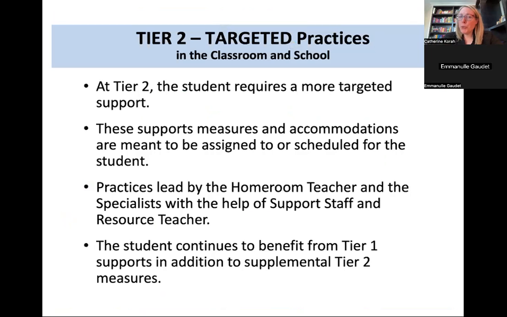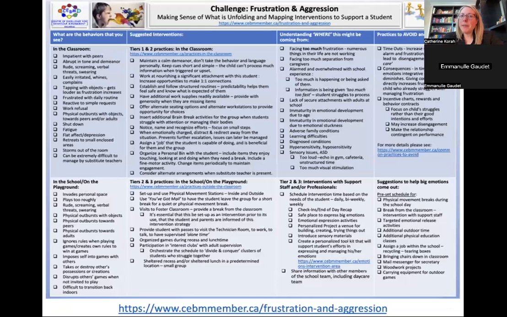In terms of tier 2, this is where it may not only happen in the classroom, it may also be happening in the hallway. The teacher is still involved, but support staff would be involved as well. And so I invite you to go and take a look at the CBM website, and I'll show you at the end of the presentation. I'll stop sharing my presentation and I'll show you where to go on the website. I have a placemat on examples of what we could be doing in the classroom and in the schoolyard around frustration to help minimize aggression.